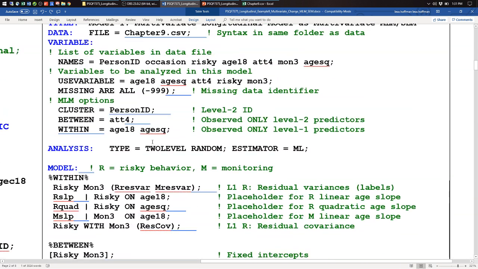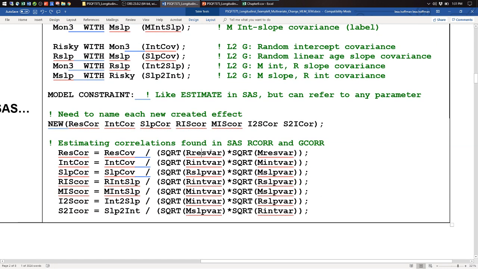Likewise, whatever estimate for the residual variance we get for risky and monitoring, each of those is going to get filled in here.